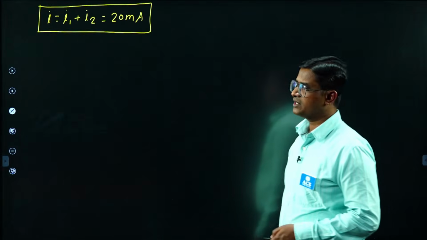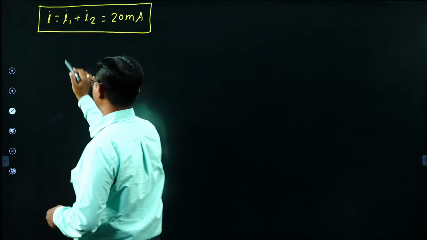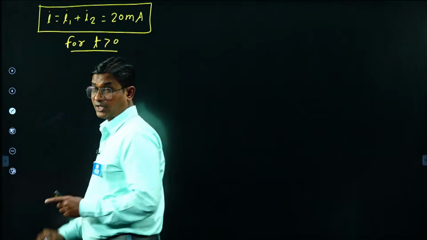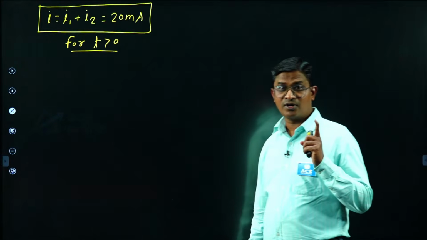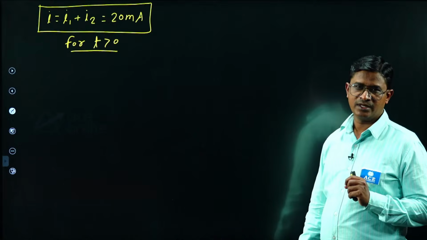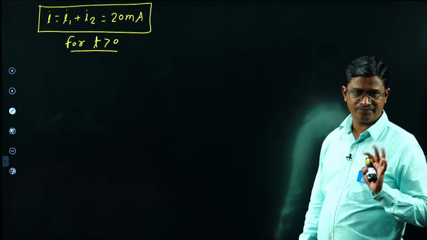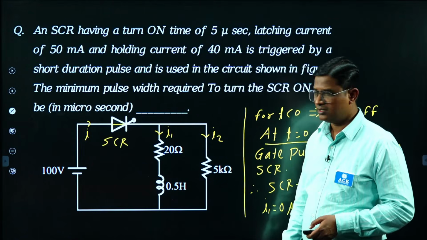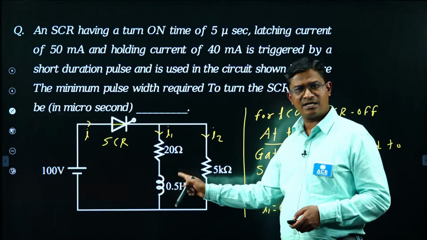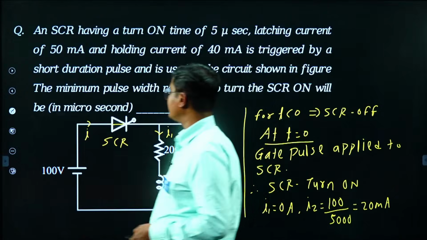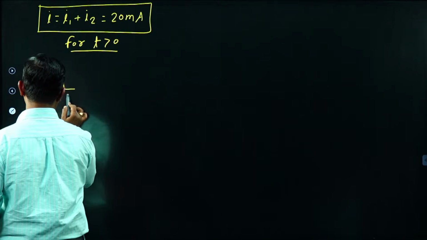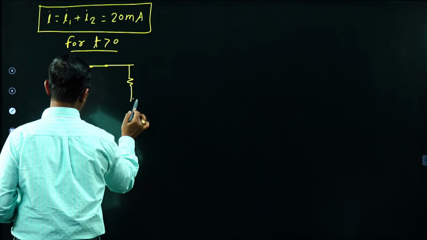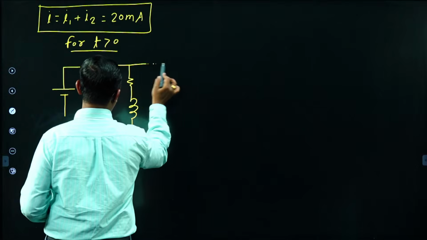Now for t greater than 0, I am not saying for t equal to infinity. T greater than 0 means for finite time. For t greater than 0, what will happen? SCR will be in on state. Resistor will act as resistor, inductor will act as an inductor. So my circuit is like this: 100 volt, SCR in on state, R, inductor, and this is the resistor.